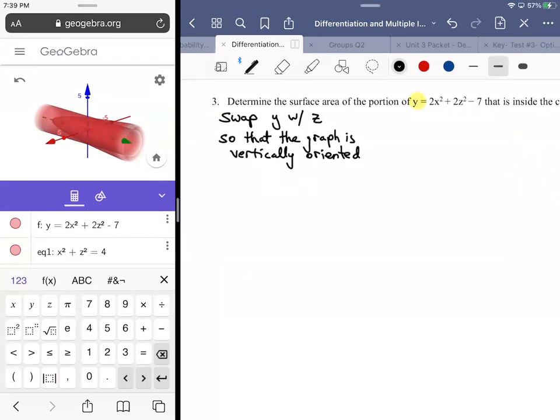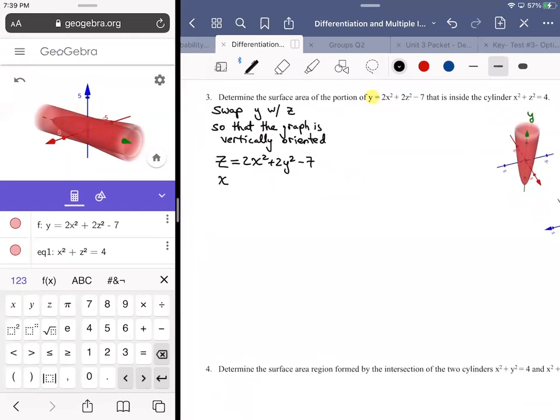It makes things a lot easier, because now I have z equal to 2x squared plus 2y squared minus 7, and x squared plus y squared is equal to 4. That second one's a little weird, because you look at it and say, why did you swap with the z? Well, I swapped the y squared with the z, whatever the value was in there.